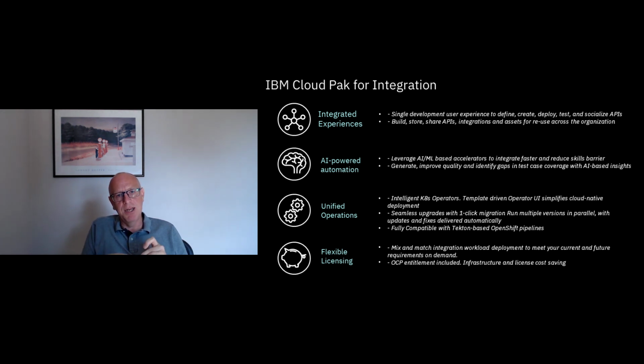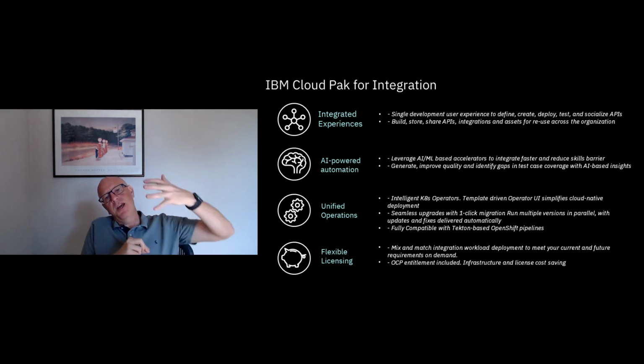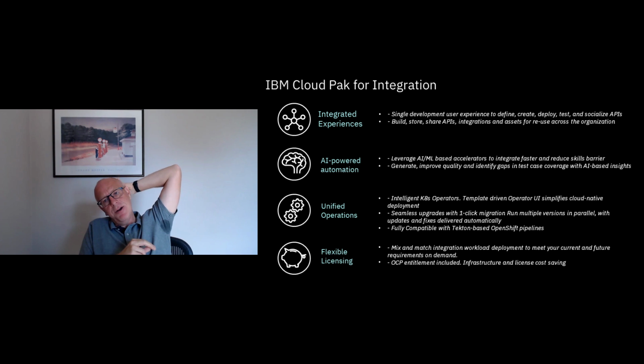Firstly, it's around the integrated experience. We have a single developer user experience that enables us to build APIs, share APIs, and do other integration scenarios. Another key differentiator is the AI-powered automation that we provide with Cloud Pak. What I talked about, the data assist, mapping assist, and auto testing features, really make it very easy to improve quality, apply AI and automation to the quality of what you deliver, and increase the speed with which you can do it.